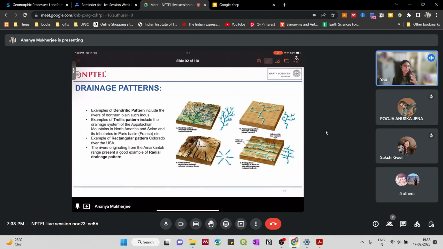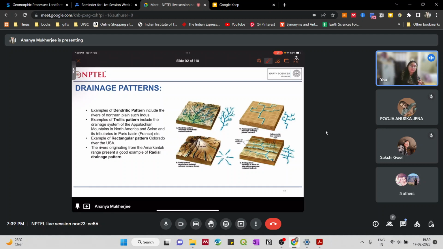So generally you have the dendritic pattern, the rectangular pattern, the radial pattern. Not exactly plate boundary, but due to tectonic activities, your drainage pattern can either evolve or change in its orientation and spatial extent. So you have dendritic, trellis, rectangular, radial. These are some of the common ones that we see.